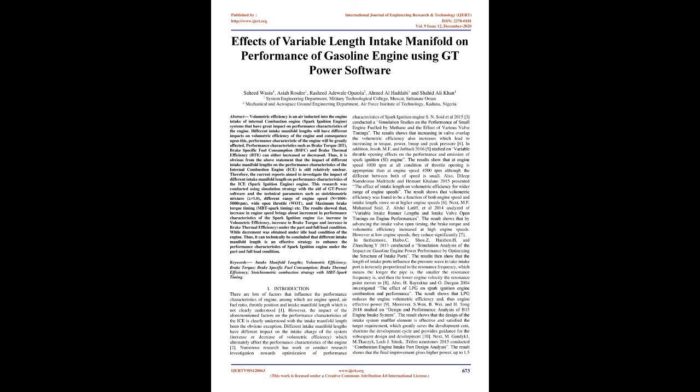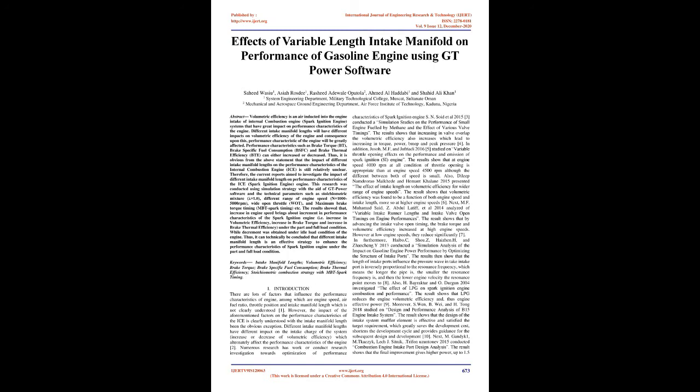Keywords: intake manifold lengths, volumetric efficiency, brake torque, brake specific fuel consumption, brake thermal efficiency, stoichiometric combustion strategy with MBT spark timing. Introduction: there are lots of factors that influence the performance characteristics of engine, among which are engine speed, air-fuel ratio, throttle position, and intake manifold length, which is not clearly understood.